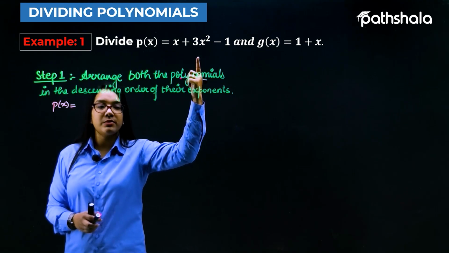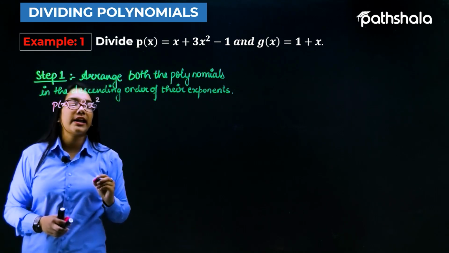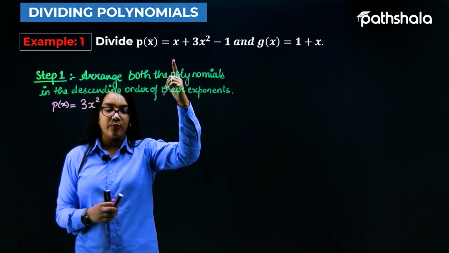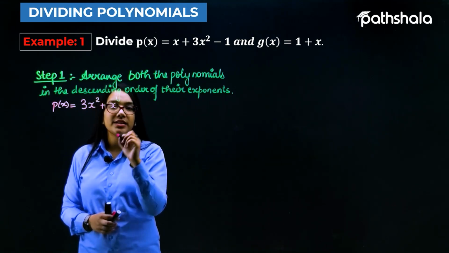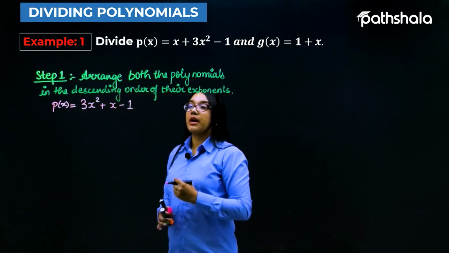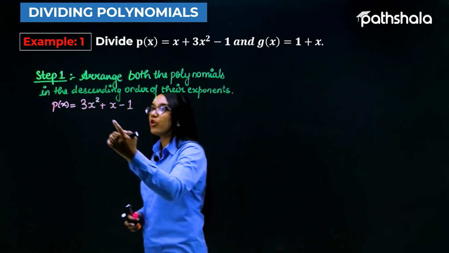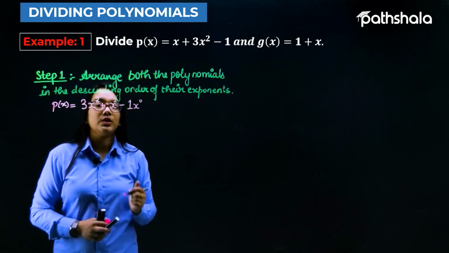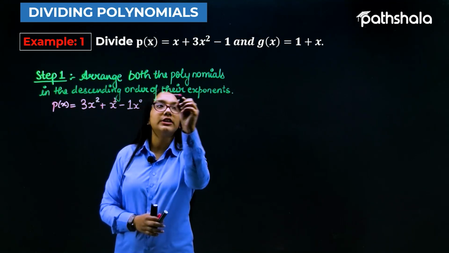So let us suppose I am writing the very first term which has the highest power or the highest exponent as 3x square, and after 3x square we have the x term which has the power 1. So we have to write them in the descending order. So it would be like x minus 1. Hence p(x) is equal to 3x square plus x minus 1, written in the descending order of their exponents, because the power over here is 2, further the power of x is 1, further the power of x over here is nothing but 0. So this is called the arrangement of the polynomial in the descending order of their exponents.